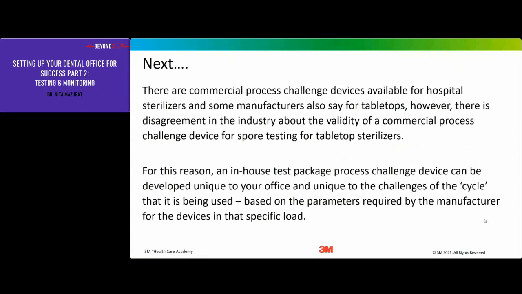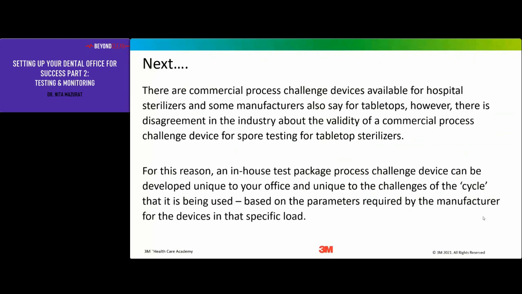So you have to put that spore test into a package that makes it as hard as possible, but still possible to sterilize the spores, to know that the sterilizer is competent or working properly. So that's the PCD, or process challenge device. There are commercial process challenge devices available for hospital sterilizers, and there is disagreement in the industry about the validity of a commercial process challenge device, and I'm only going to say that. I'm not going to get into that disagreement in the industry.